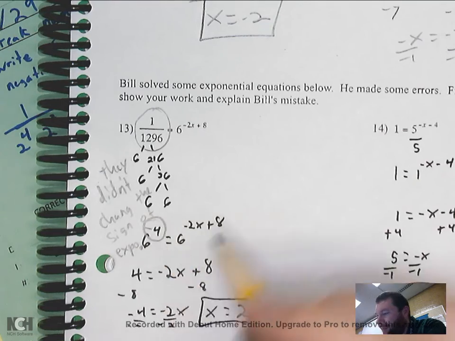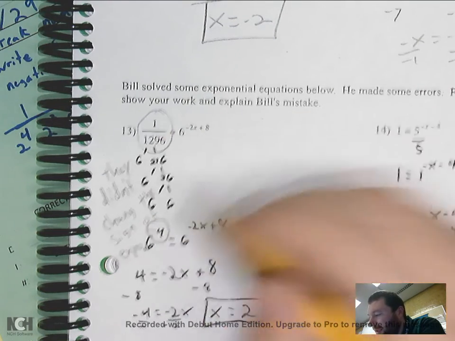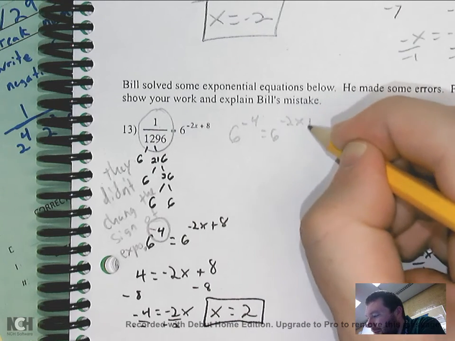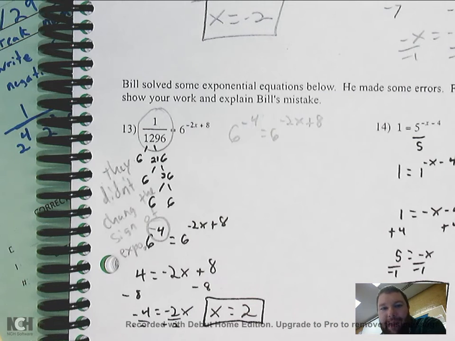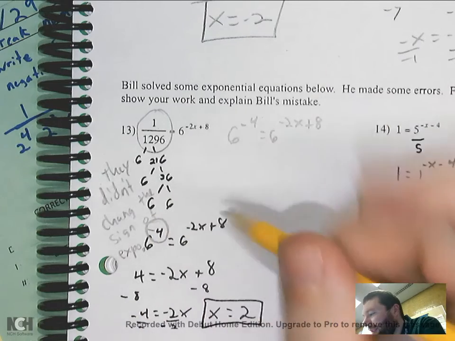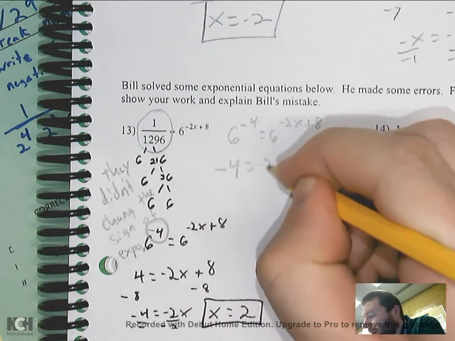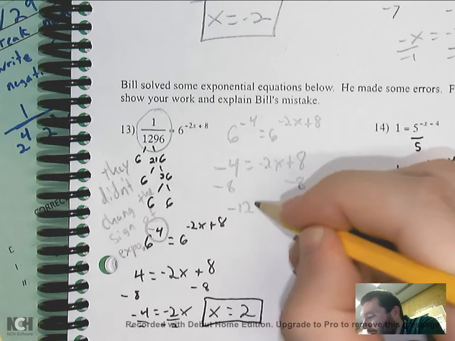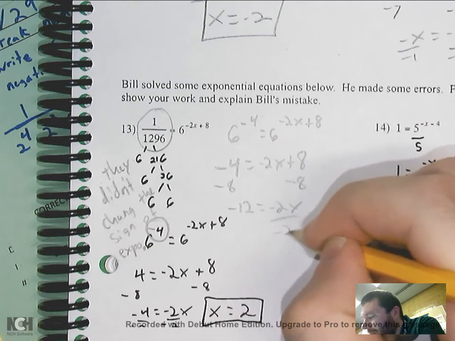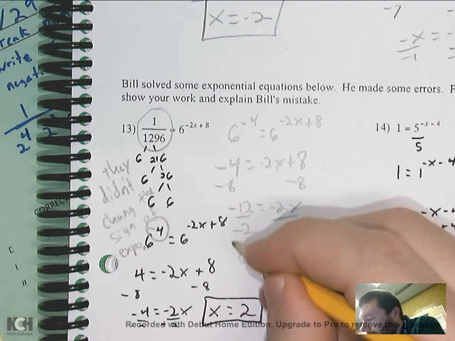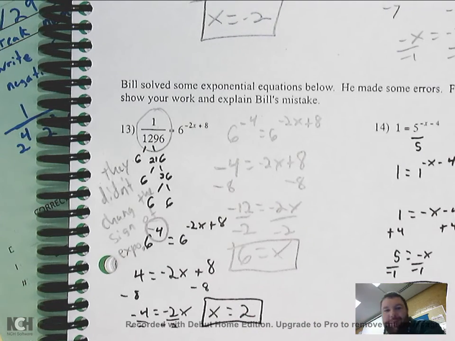So let's start right here. They should be at 6 to the negative 4 equals 6 to the negative 2x plus 8. Okay, now they have the same base, and it's a negative 4 this time. They drop the base and set the exponents equal to each other. Negative 4 is equal to negative 2x plus 8. You would minus the 8, giving you negative 12 is equal to negative 2x, and then divide by negative 2. That gives you 6 is equal to x. And that is a much different answer, right? So that is how you should be doing it.